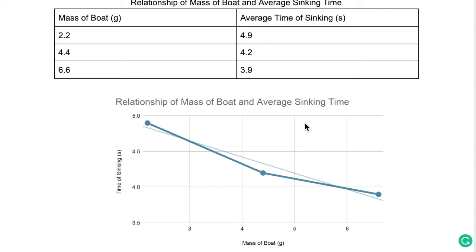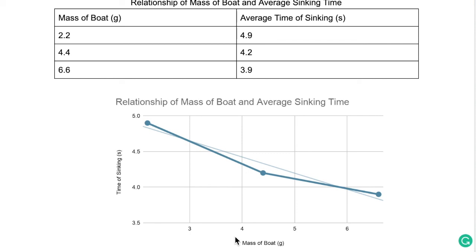And so what you can use when you're more advanced is a trend line. And this trend line shows an average of all of the data points you collected and an average slope or a trend that shows the overall pattern of what will happen if there are different masses to the sinking time. And you can see that although this trend line does not pass all of the data points, it better shows the overall downwards or negative slope, showing that there is a relationship where an increase in mass of boat would result in a decrease in time of sinking.